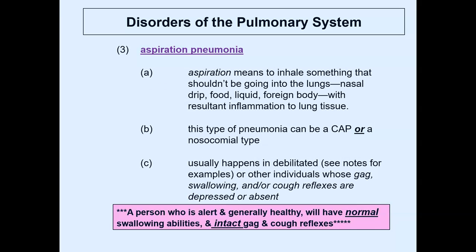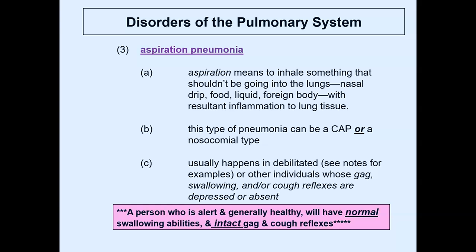Aspiration pneumonia can occur in the community or in the hospital. The key point for you is that aspiration pneumonia occurs when someone inhales something that shouldn't be going into the lungs. So again, if I take a sip of my drink, or Diet Coke is what I frequently have in the morning.